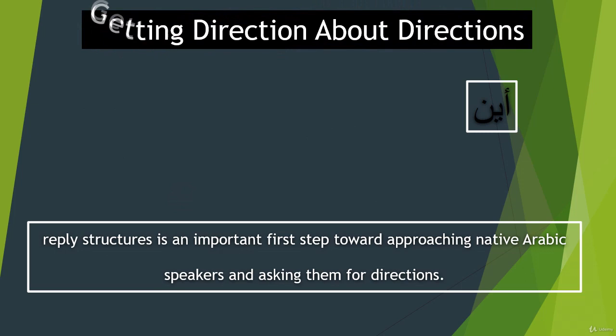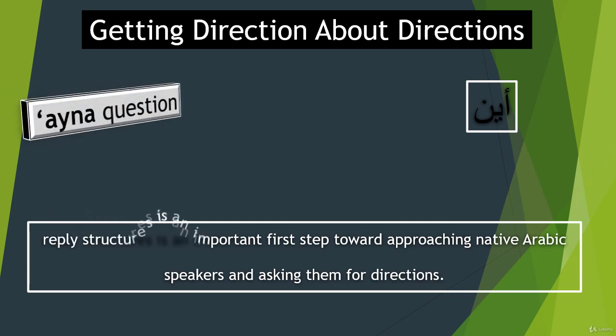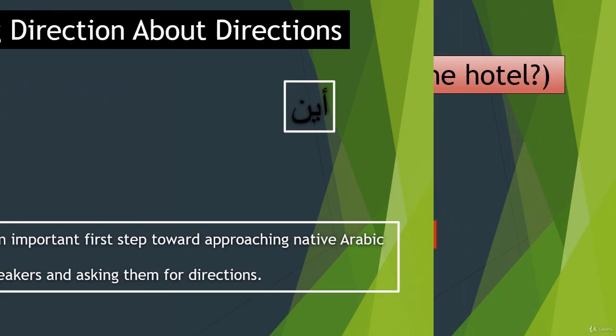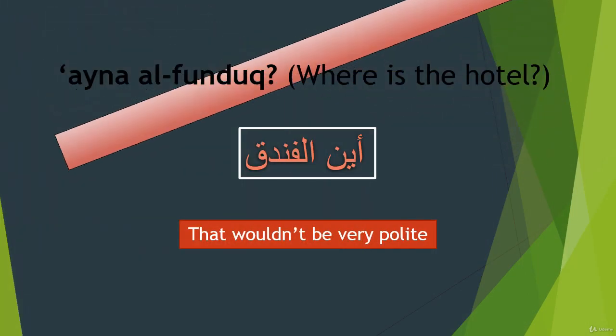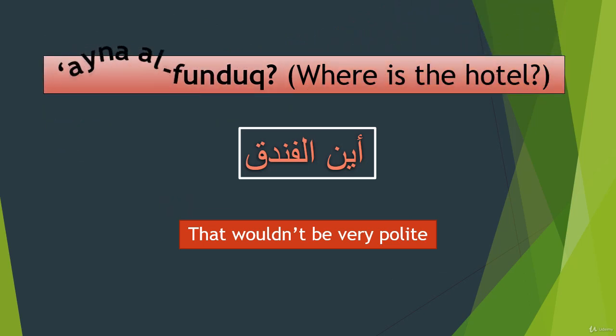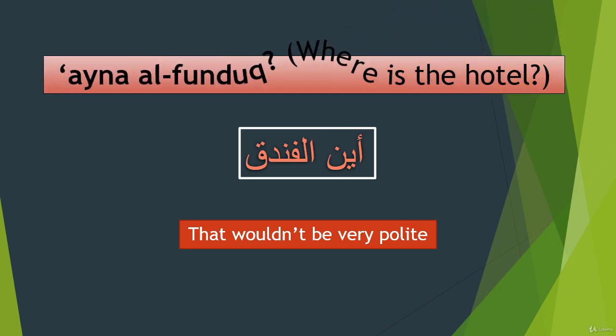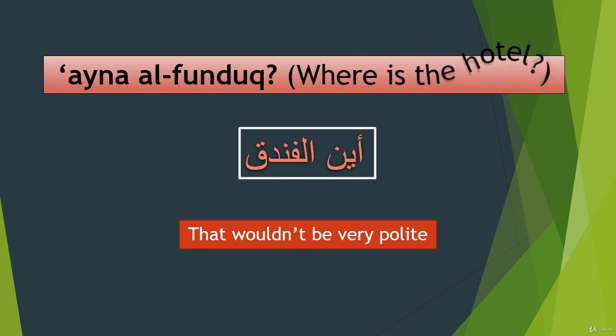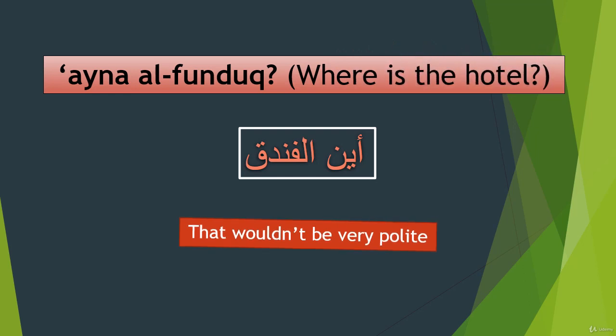Asking about directions. Understanding the format of the أين question and reply structures is an important first step toward approaching native Arabic speakers and asking them for directions. Of course, you can't just go up to someone and ask them bluntly, أين الفندق? Where is the hotel? That wouldn't be very polite.